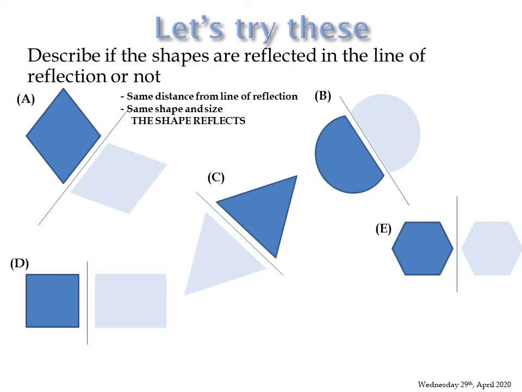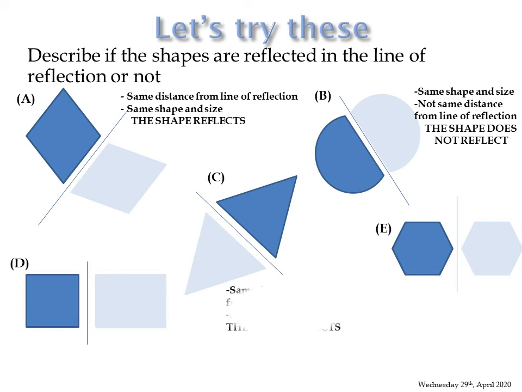What about shape B? It's the same size, it's still the same shape. But what's the problem with shape B? This is our actual shape, our line of reflection, and that's the reflection. Look at where we have the problem. It's the same shape and size, but it's not the same distance from the line of reflection, so it does not reflect. What about C? It's the same distance, it's the same shape and size, so we can say the shape reflects.